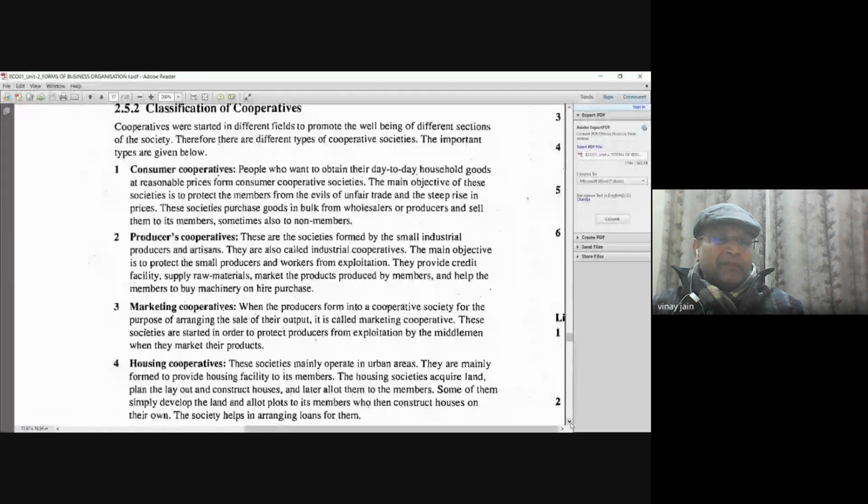So in the market, the prices may fluctuate, but if it is through its member, they are charging only a limited price. So these societies purchase goods in bulk from wholesalers or producers and sell them to their members, sometimes also to non-members, but most of the time it is to the members. Now, guys, the second type is the producers cooperatives. These are the societies formed by small industrial producers and artisans.